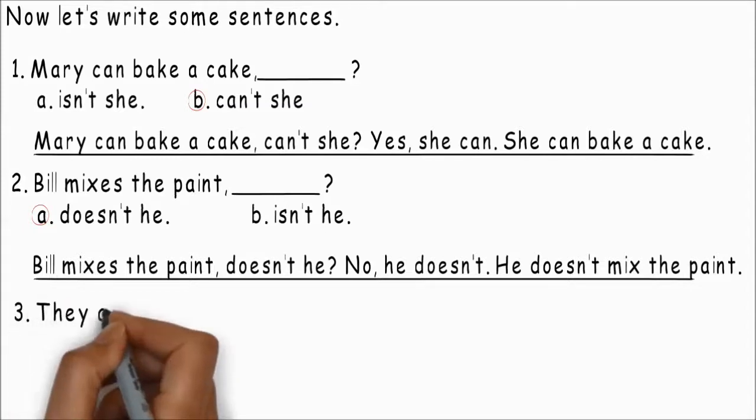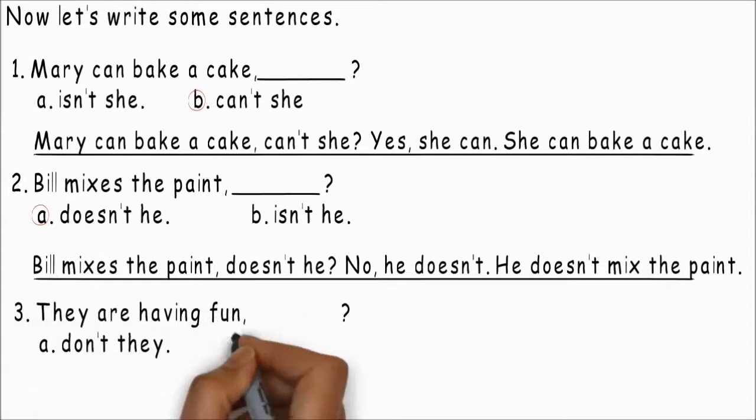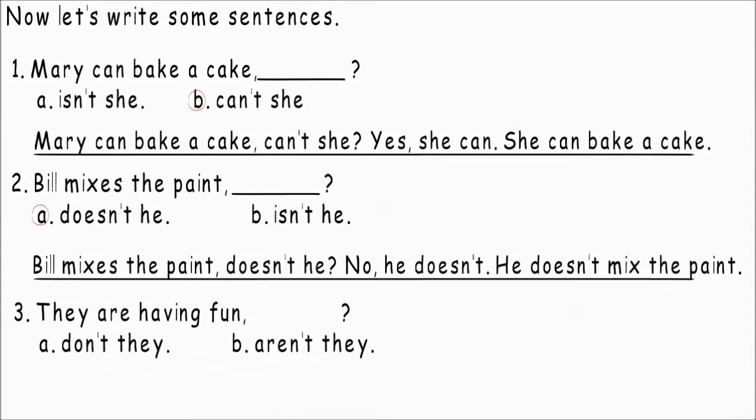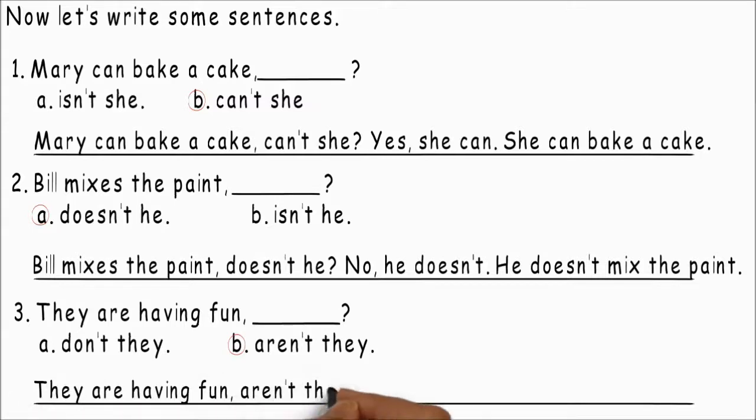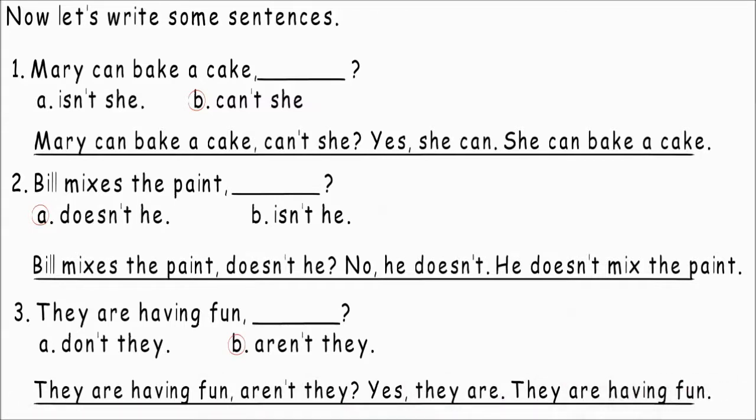Okay, let's try number 3. They are having fun. What do you think? B, very good. They are having fun, aren't they? Let's write that sentence. They are having fun, aren't they? Yes, they are. They are having fun.